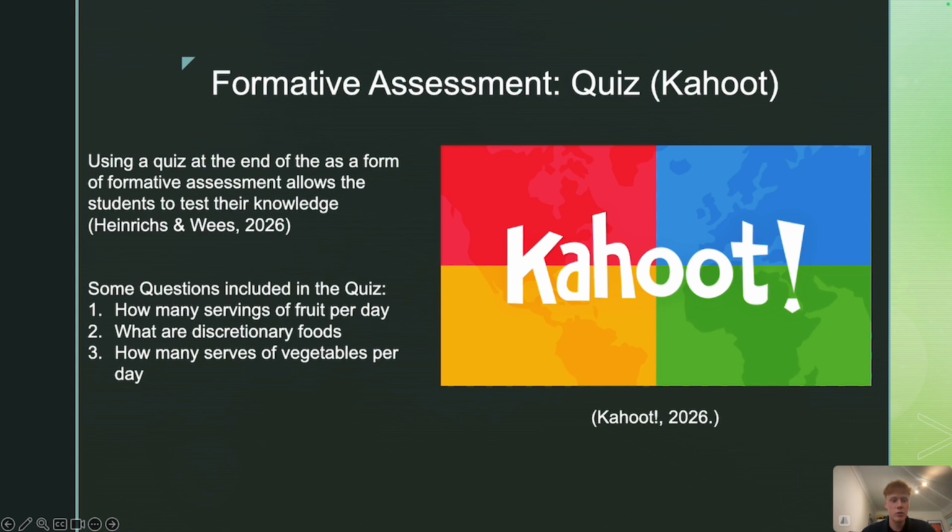Some questions that the quiz may include are: how many servings of fruit per day? What are discretionary foods? How many serves of vegetables per day? This is core information that was presented in the multimodal text that the students should be trying to recall.